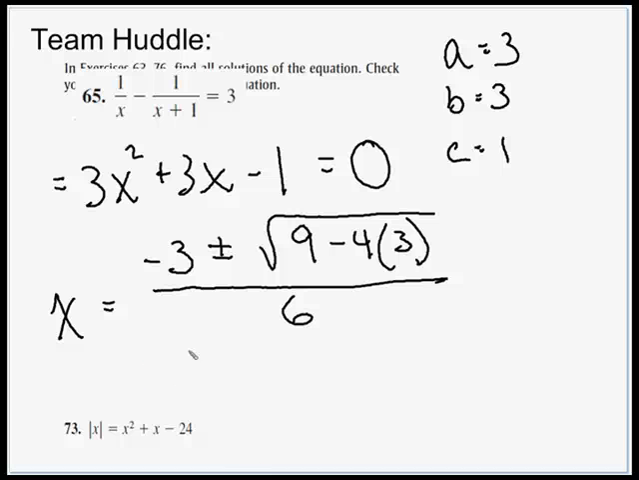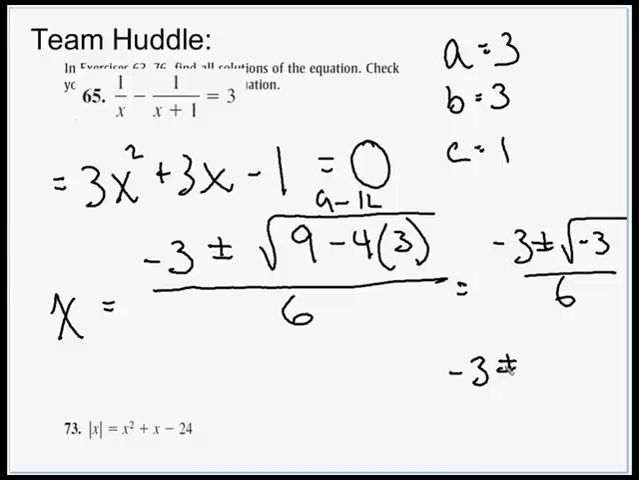And let's see how this is going to simplify down. Squeeze it in here. I'll have my negative 3 plus and minus radical. 4 times 3 is 12, so under the radical is 9 minus 12, or negative 3, over 6. And let's see, here we got our negative 3 plus minus. We can pull the negative out as an imaginary, and then we'll have our radical 3, and that's divided by 6.